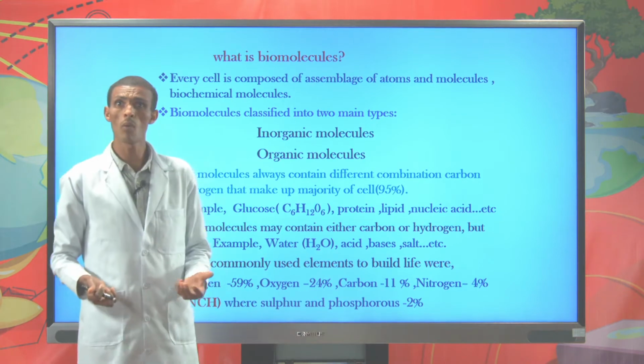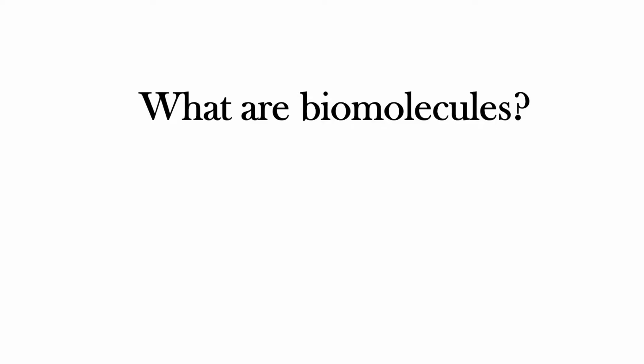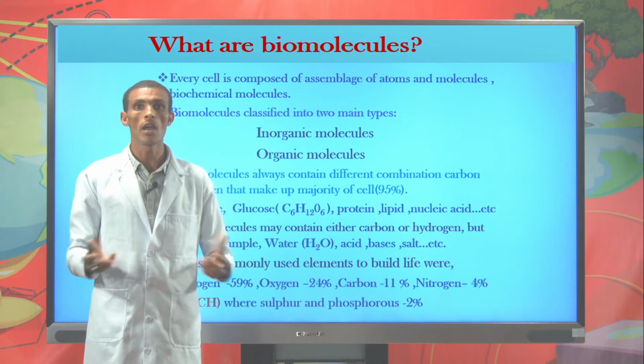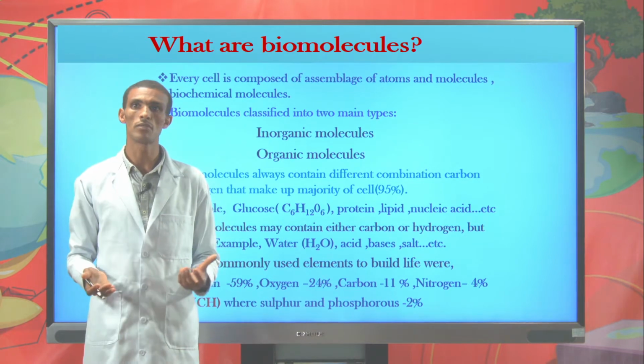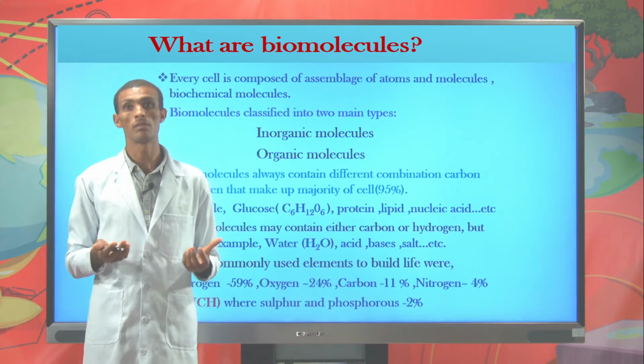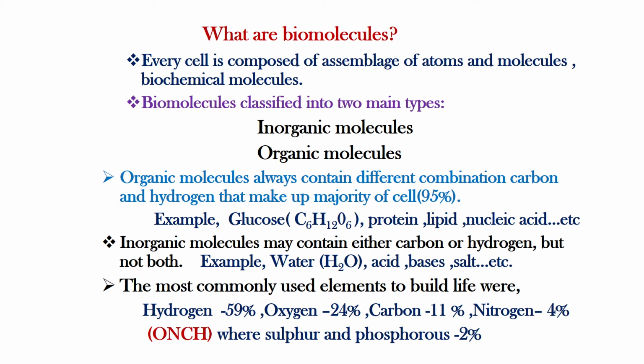Student, do you know what biomolecule means? Well done. Every cell is composed of an assemblage of atoms and molecules called biomolecules. Biomolecules can be classified into two main types. These are inorganic and organic molecules.